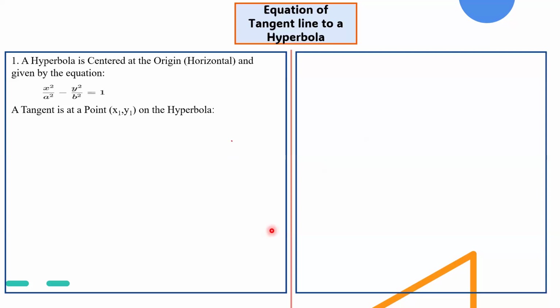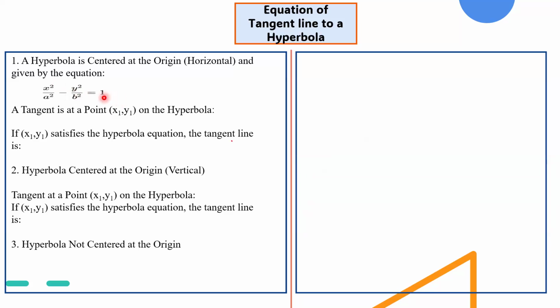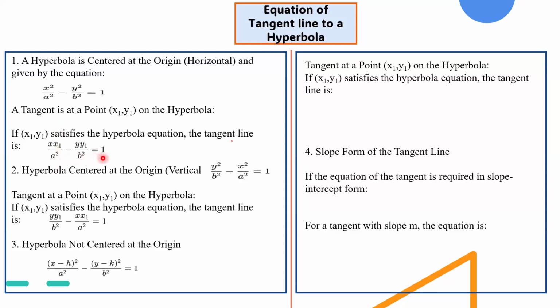Now, a hyperbola centered at the origin with a horizontal transverse axis has the general equation x squared over a squared minus y squared over b squared equals 1. A tangent at the point x1, y1 on the hyperbola, which satisfies the equation, is found by inserting the point, so we have x times x1 over a squared minus y times y1 over b squared equals 1. Just stick it into that formula. We'll be using it soon.